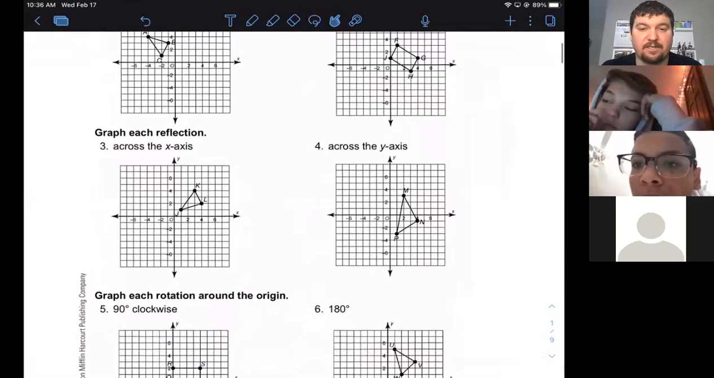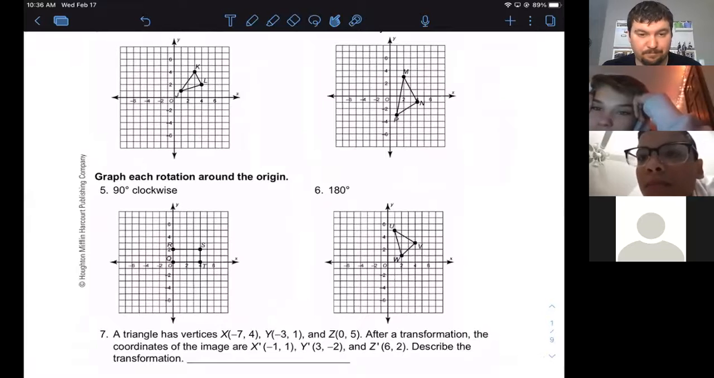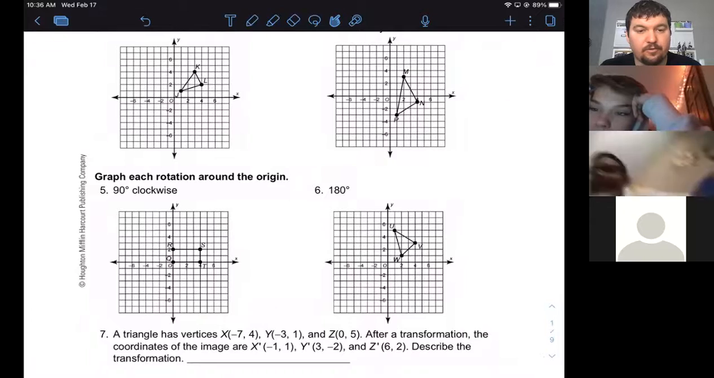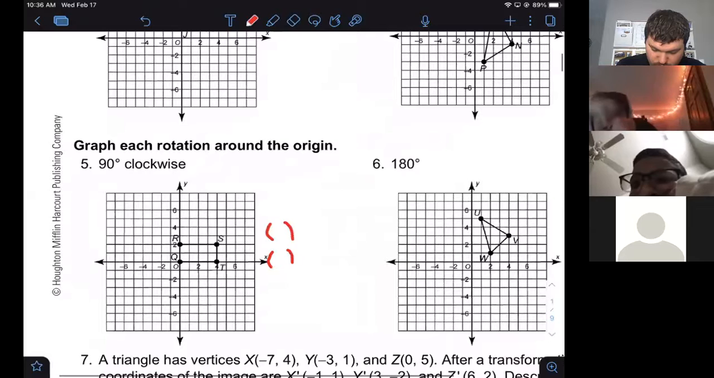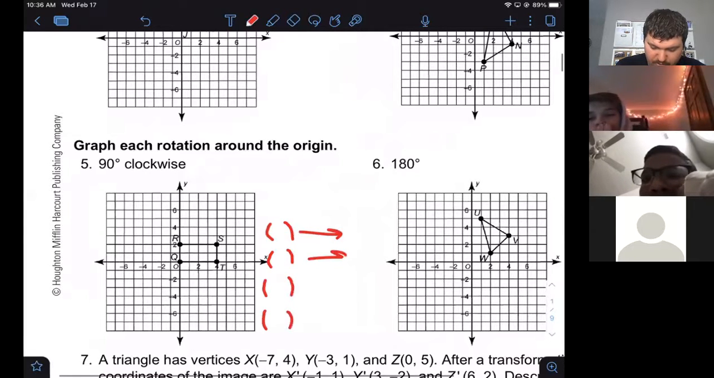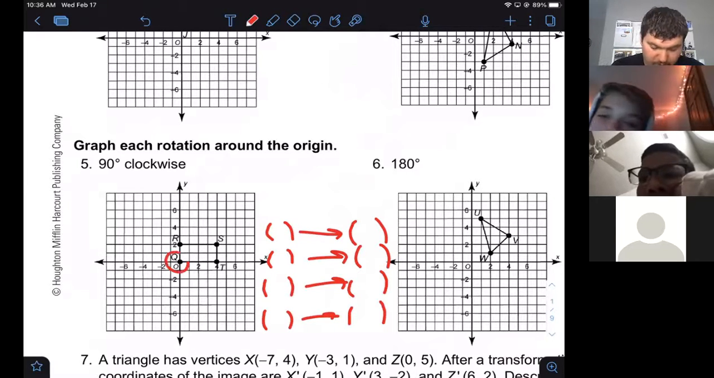3 and 4 are reflecting across the x-axis and y-axis respectively. And then number 5 and number 6 are both rotations. Now, I'll be honest, with 5 and 6, if you have a hard time visualizing it, then write out the coordinates and use arrow notation to tell what the new coordinates are going to be. Okay, if you have a hard time visualizing it. Number 5 is going to be pretty easy because we just did one like that in the notes, right? We're actually rotating around Q because Q is right on the origin.